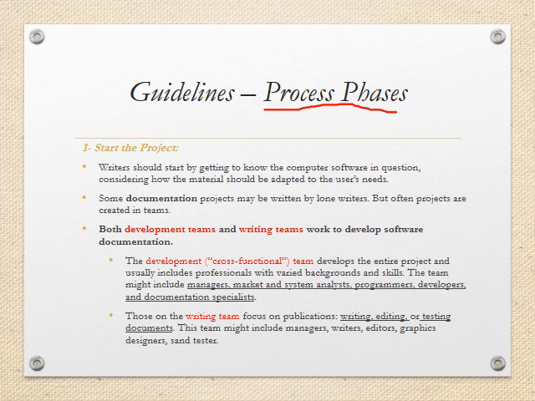The documentation described here in this chapter follows 9 phases. Each phase builds on the previous one. The first one is start the project. The writer should start by getting to know the computer software in question, considering how the material should be adapted to the user needs. In general, the first thing we need to do is gather information about the software we are trying to build the document for, so that we can try to know how we can adapt it to the user needs.